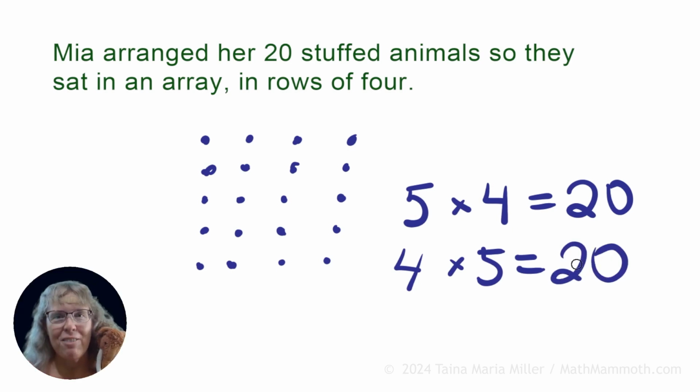Once again, if this had had a question, the question would have been, how many rows did she get? And the answer is 5 rows.